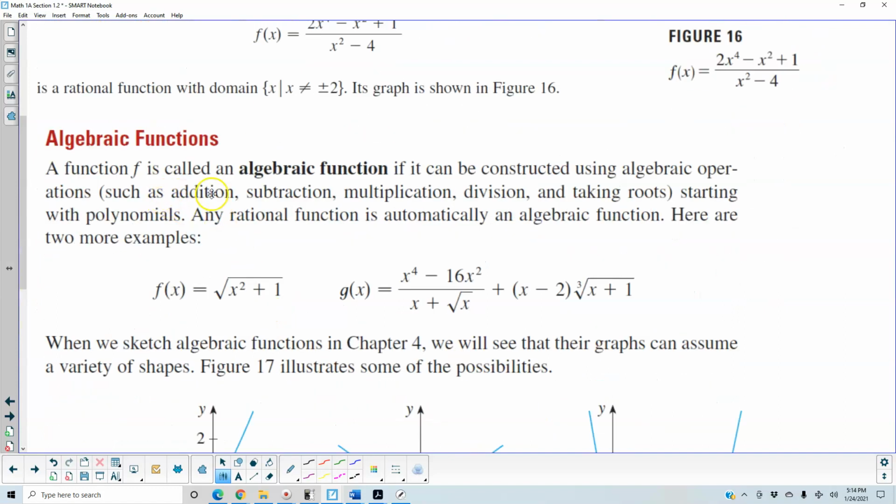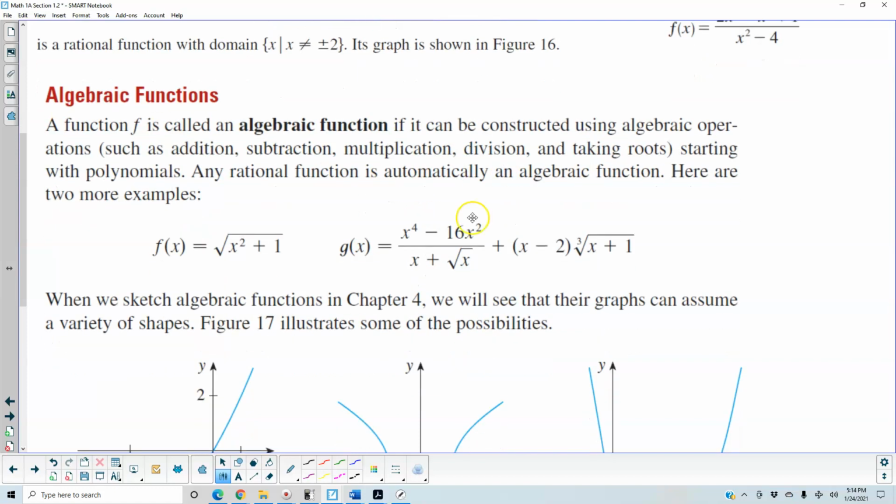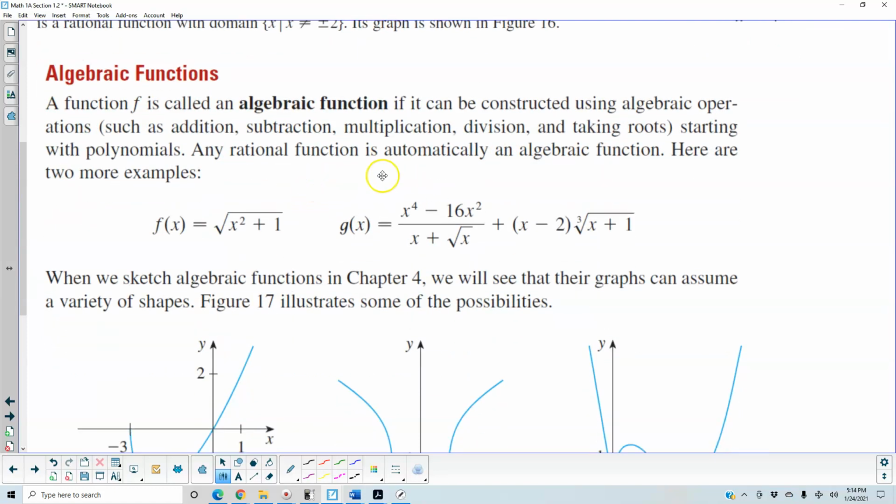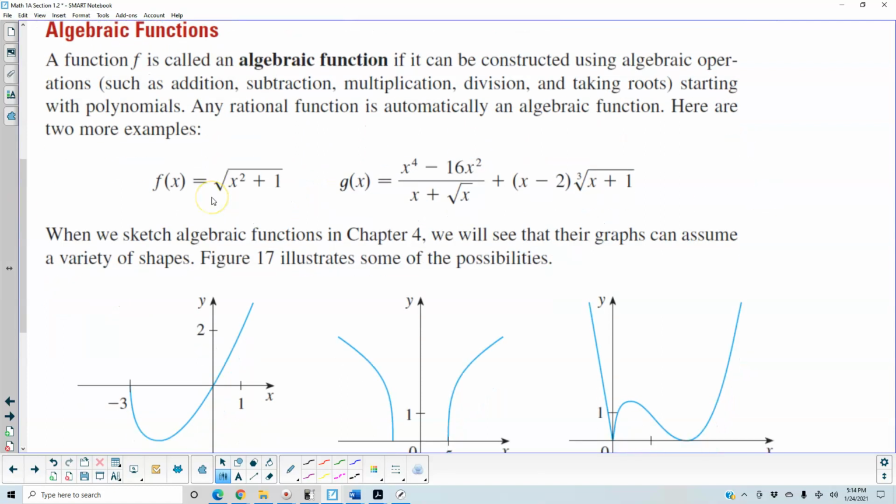Now, a function f is called an algebraic function if it can be constructed using algebraic operations, such as addition, subtraction, multiplication, division, and taking roots, starting with polynomials. Any rational function is automatically an algebraic function. Here are two more examples.